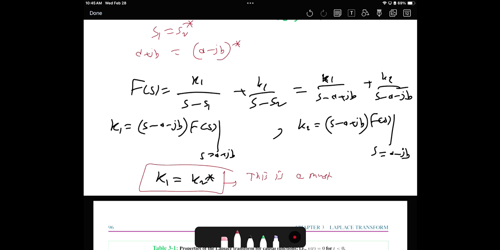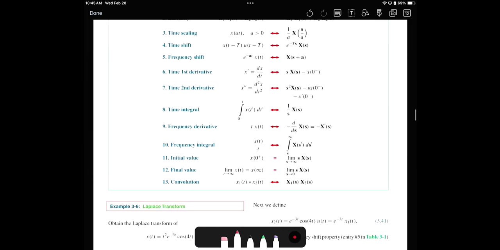Okay, does this make sense? Any question? Okay, let's do one more example. Let's do this. These are the tables.